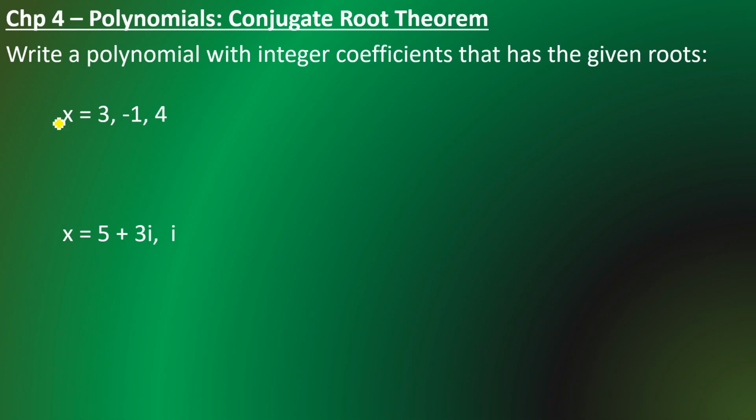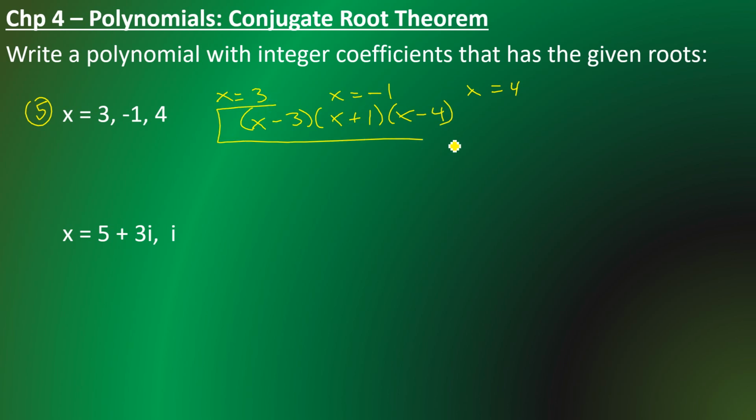Okay. Example 5. Again, I'm just going to set it up. I won't do the multiplication. Notice there are no i's. There are no roots. Therefore, the conjugate root theorem doesn't apply. So I have x equals 3, x equals negative 1, x equals 4, and I just unsolve those. And this is the factored form, by the way. If the directions say to write it in standard form, you would multiply it out. Actually, let's go ahead and do it. Why not? So I'll multiply these.